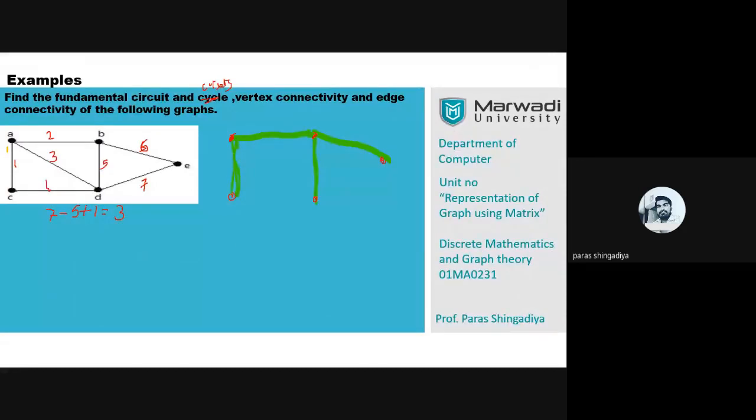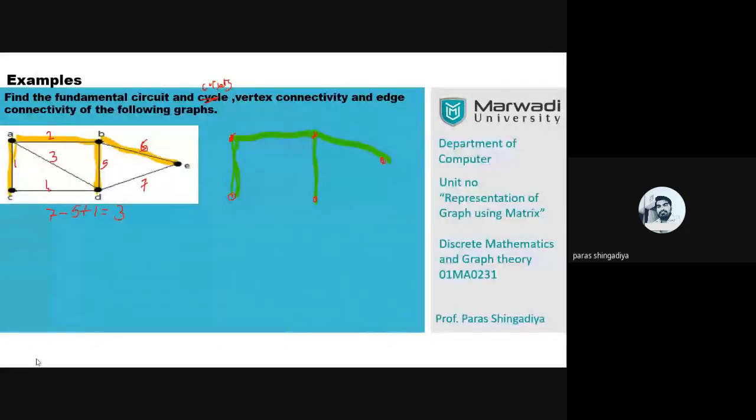As you can see in the picture, the edges included in the spanning tree are edge number 2, 6, and 5. The yellow lines are spanning tree edges, meaning these are the branches, and 3, 4, 7 are the chords of the graph. Okay, these are the chords.